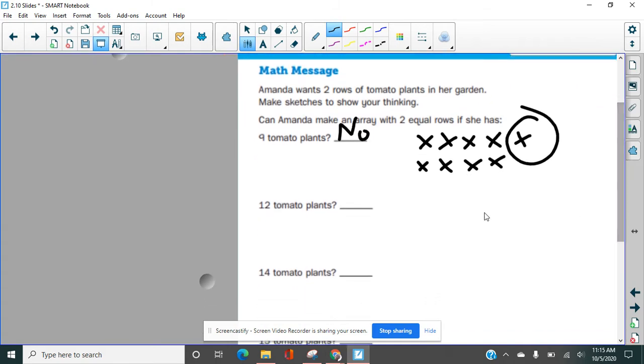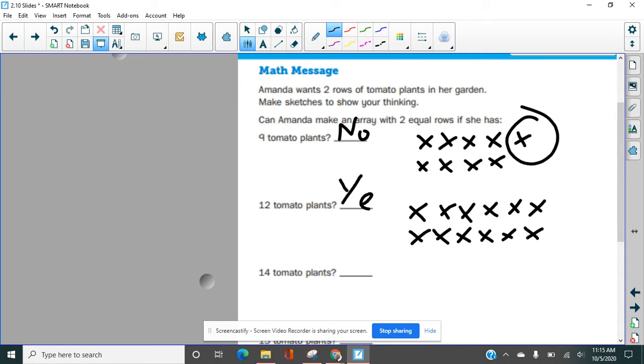What if she has 12 plants? Okay, so 2 rows. So we're going to see if that will come out even. 9, 10, 11, 12. All right, look at that. Was she able to make 2 equal rows? Yes. How many are in each row? 6, right? And that makes sense, right? 6 plus 6 or 6 times 2 equals 12. And so if we take 12 and we divide it by 2, which is what we're doing here, we split it in half, then we would have 6 in each row.